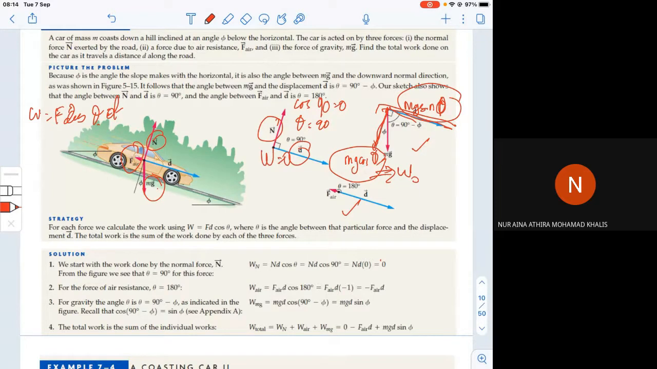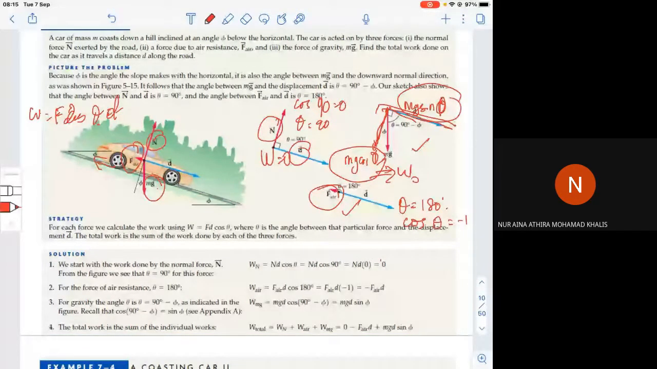Okay, and of course, in here we have air friction that is always opposing the motion. The car is going down the hill, so the friction should always oppose the motion of the car. Therefore we get theta at about 180 degrees. When theta is in the second or third quadrant, the cosine will be negative.